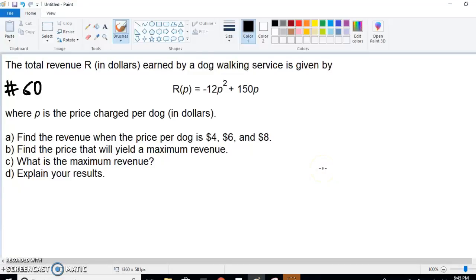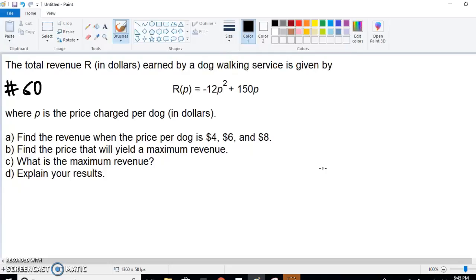In this problem, we're told that the total revenue R in dollars earned by a dog walking service is given by R of P equals negative 12P squared plus 150P, where P is the price charged per dog in dollars. So we've got several different tasks going on.